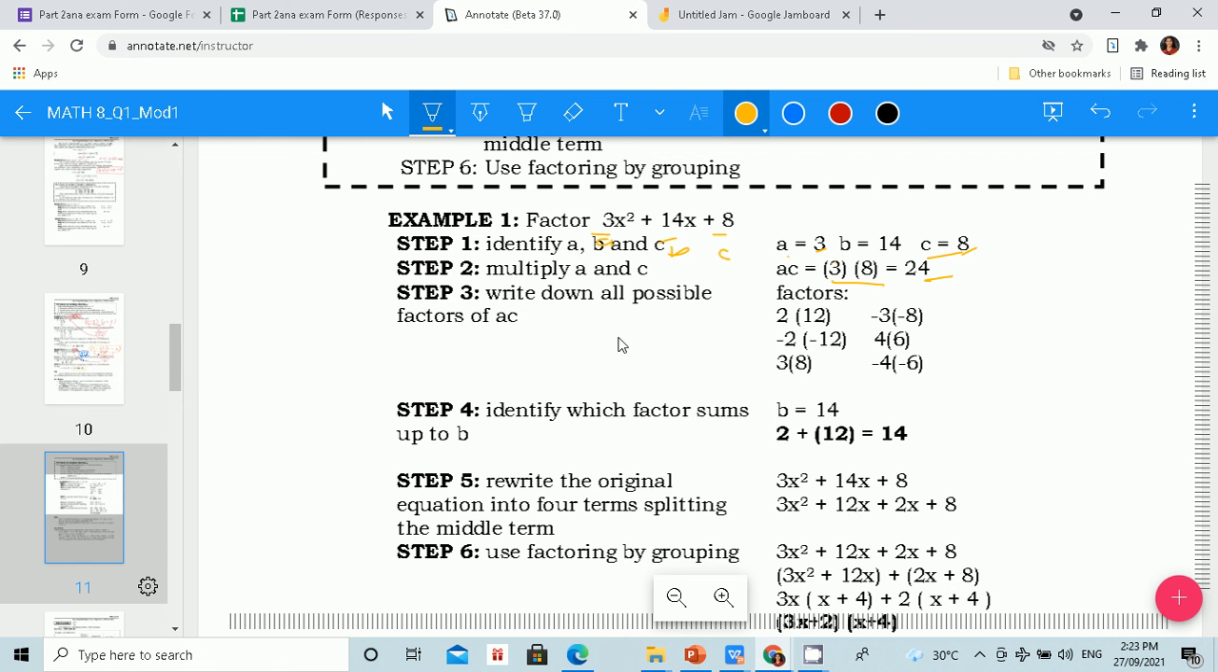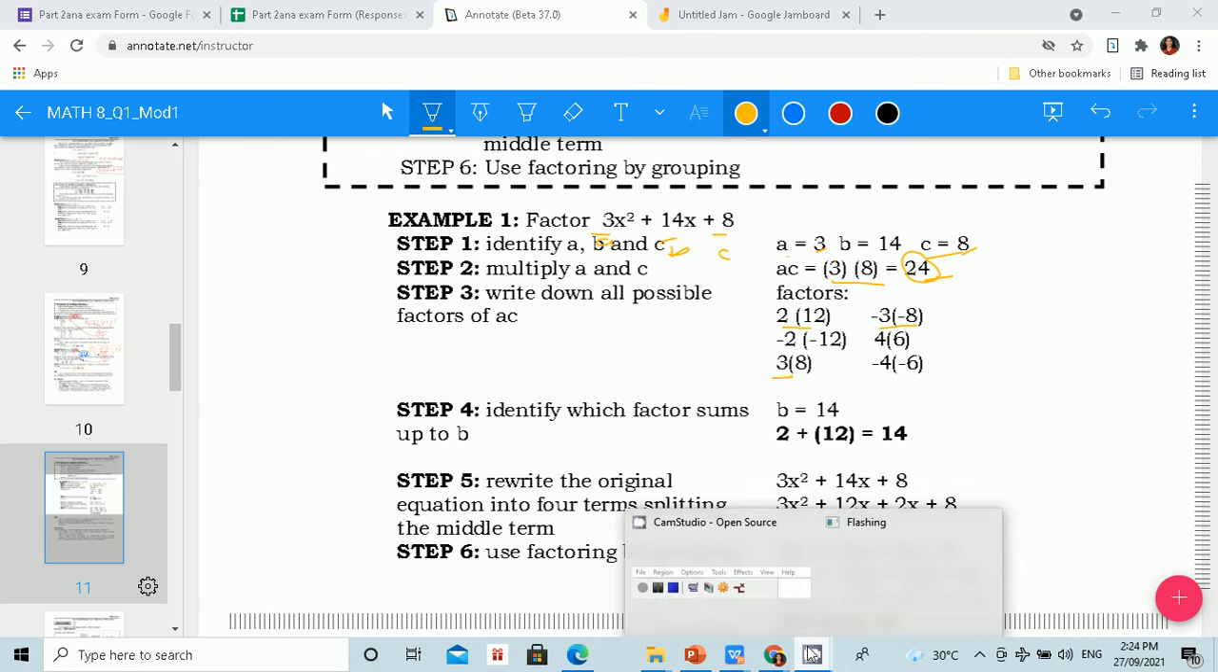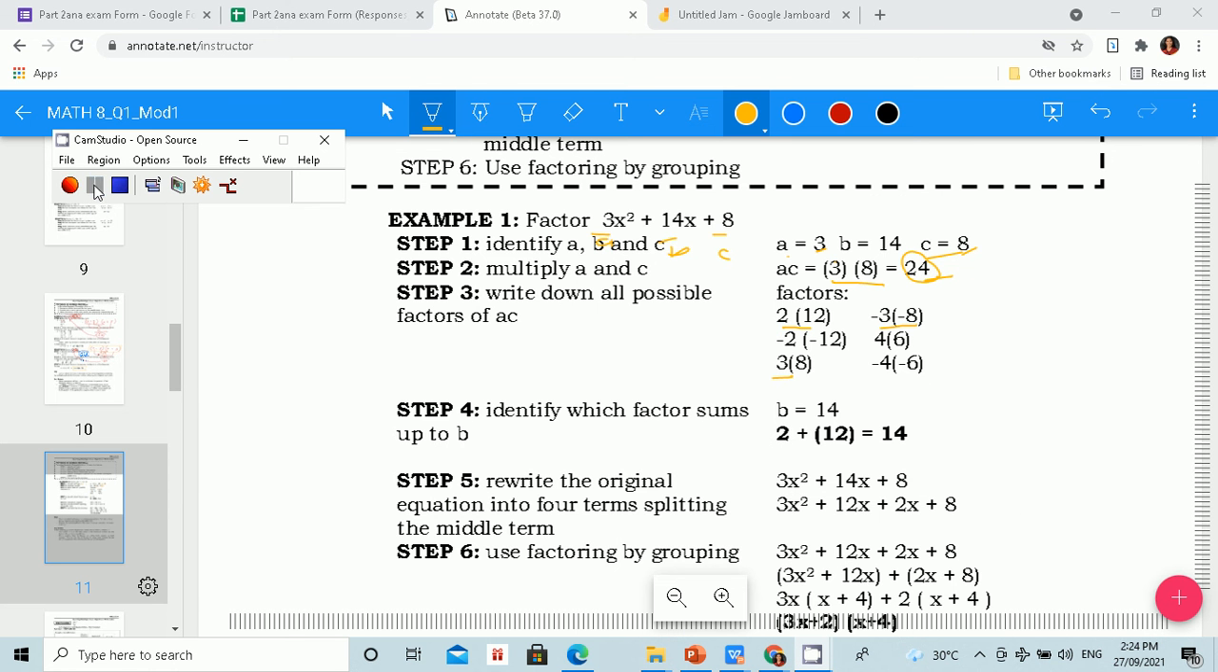Then write down all the possible factors of AC. So it's 24. What are the factors of 24? We have 2 times 12, or negative 2 times negative 12, that is 24. Or we have 3 times 8, that is 24. Or negative 3 times negative 8. Or we have 4 times 6, and then negative 4 times negative 6. Those are the factors.